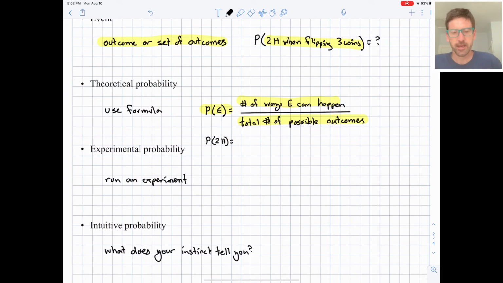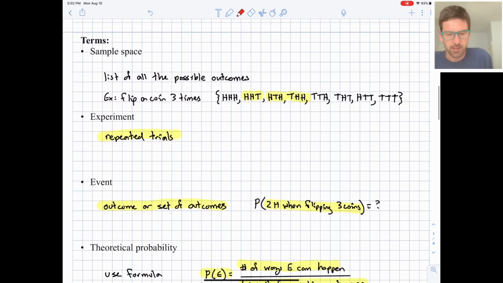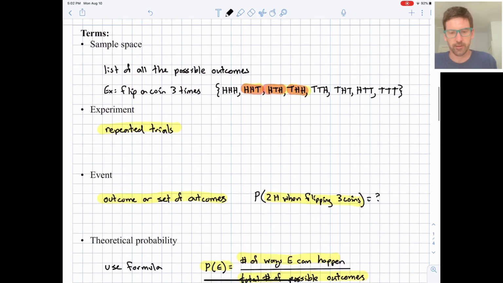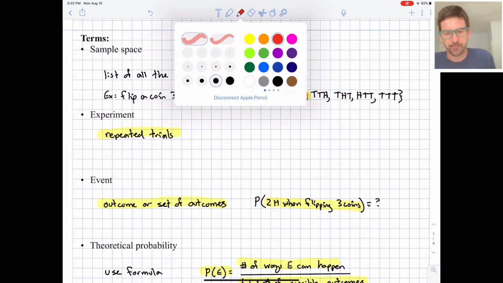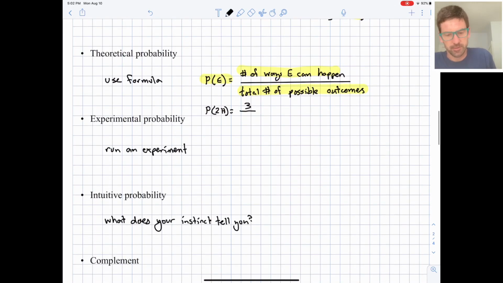How many ways could that happen? Well, let's go back up to our sample space. It could happen in 3 different ways. Okay, so there are 3 different ways of getting 2 heads. And how many total different things were there that could happen? 1, 2, 3, 4, 5, 6, 7, 8. Okay? So it's going to be out of 8 possibilities. So we just use the formula, right? The probability of getting 2 heads is 3 out of 8.